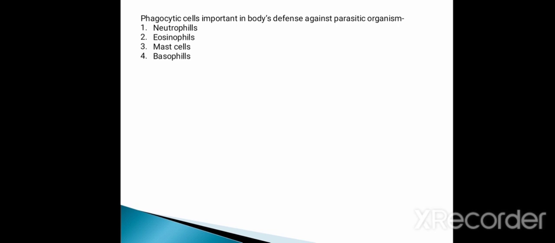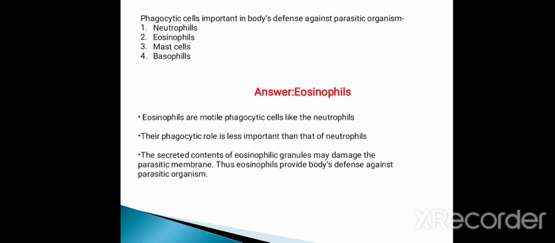Phagocytic cells important in body's defense against parasitic organism. Option 1 neutrophil, option 2 eosinophil, option 3 mast cell, and option 4 basophil. And the correct answer is eosinophil. Eosinophils are motile phagocytic cells like the neutrophil. Their phagocytic role is less important than that of neutrophils, though they play an important role in the body's defense against parasitic organism. The secreted component of eosinophilic granules may damage the parasitic membrane. Thus, the eosinophil provide body's defense against the parasitic organism.